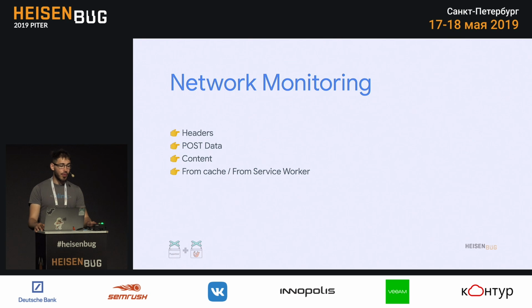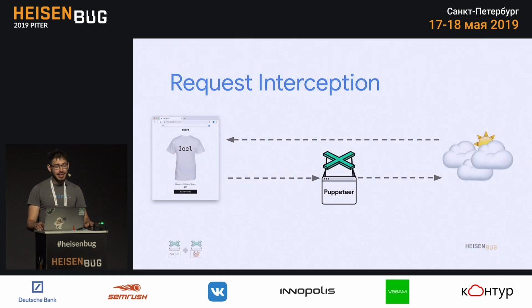You can actually fetch post data. You can fetch content. And for responses, you can even make sure that they're coming from cache or from a service worker. This is very powerful stuff. But we don't stop here, because besides simply monitoring traffic, Puppeteer can modify it. We call this feature request interception.